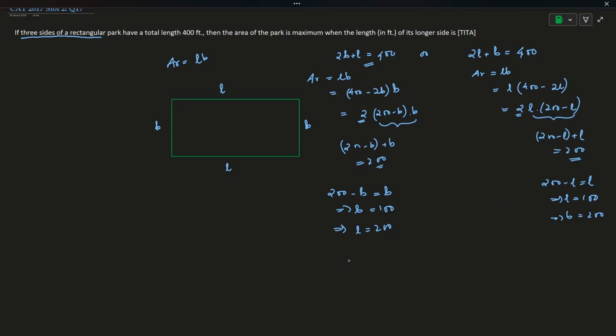All right, guys, so what is the area? But you have to remember one thing here: the length is greater than the breadth, right? So this case is not possible. So what will be the area? The area is 200 into 100, so this will give me 20,000. But I need the area of the park to be maximum and I have to find the length, right? So the length will be 200. Answer will be 200.